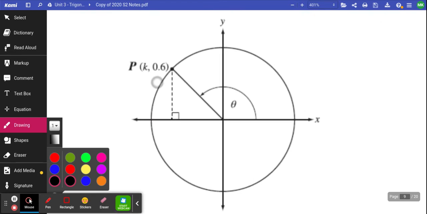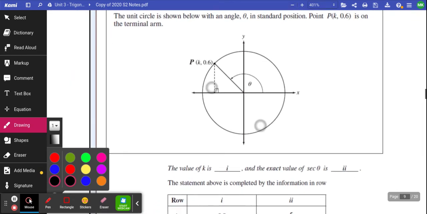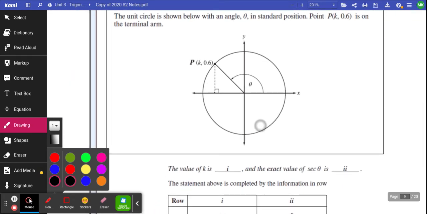So terminal point, terminal arm. This is your terminal arm, from the middle out to a spot on the circle. That's called your terminal point. The diagram shows it all for you, so you really don't even need to know what those words mean, and you'd be good. The question asks for the value of K and the exact value of secant theta.